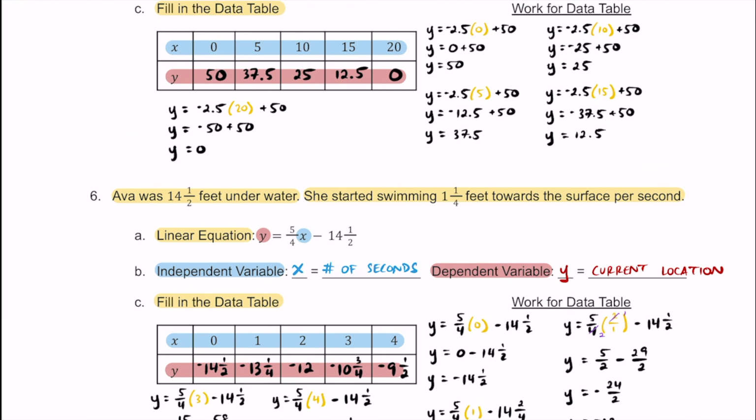Alrighty, so there you have 6 different practice problems on dealing with some linear equations, identifying the independent and dependent variables for each scenario, and then going ahead and filling in a data table by using some substitution, some order of operations, and just evaluating them and filling in our data table.